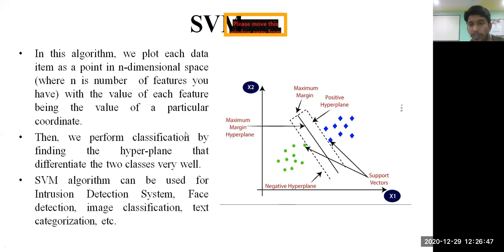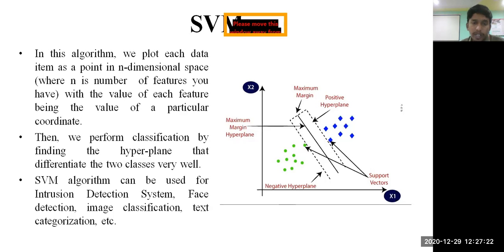Okay, so in this SVM algorithm, we plot each data item as a point in n-dimensional space. We will have data points in different dimensions, and we need to plot these into an n-dimensional space with the value of each feature being the value of a particular coordinate. Here you can see an x-axis and y-axis, x1 and x2 are the points which need to be taken into consideration. Then we perform classification by finding the hyperplane that differentiates the two classes very well.